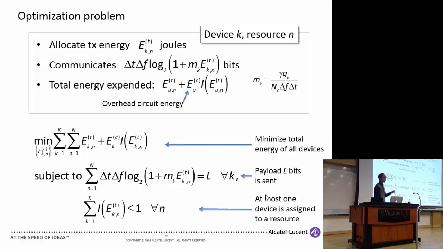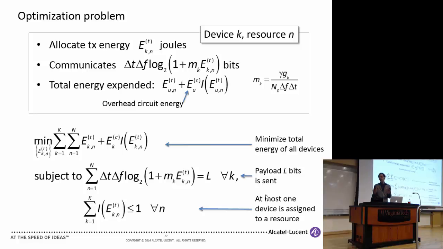Okay, and then the total energy expended by that device transmitting on that resource is E^t, which at this point is something that we've assigned, and then there's some overhead energy, which is E^c times I of E^t. And so this I is just an indicator function, which is 1 if E^t is greater than 0, and it's 0 if that resource is not used. So in other words, if a resource is used, it costs E^c joules to use that. If it's not used, then you don't have to account for that.